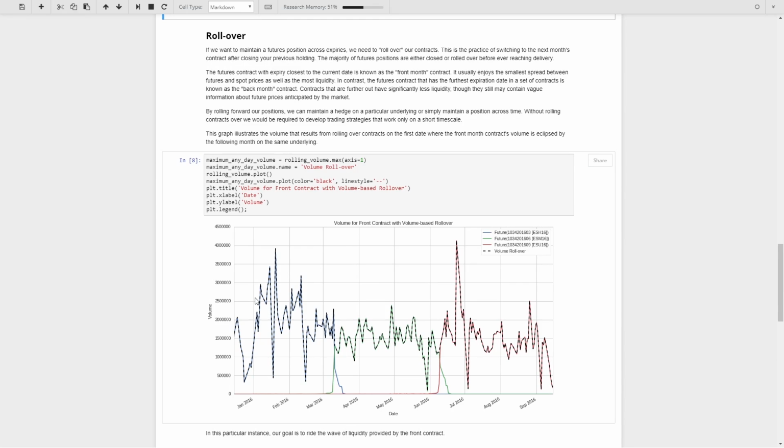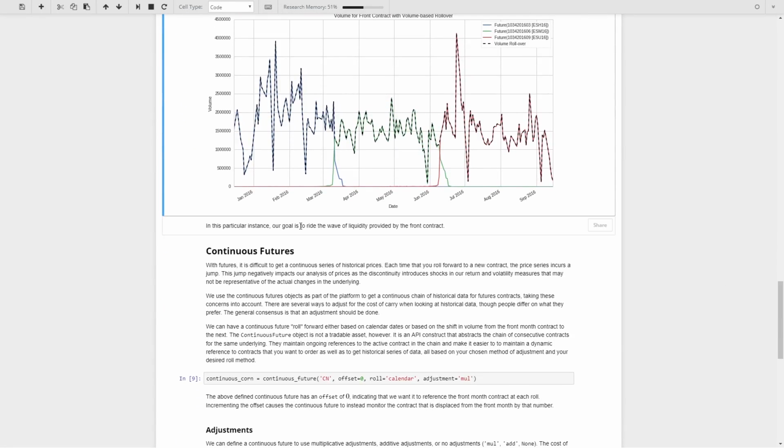It really depends on how your strategy is constructed. If your strategy relies on being N months out from the front month, you want to remain N months out from the front month. So here at Quantopian, we put together this API construct called a continuous future.